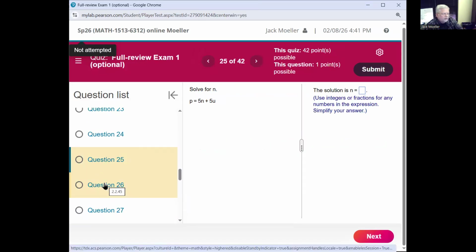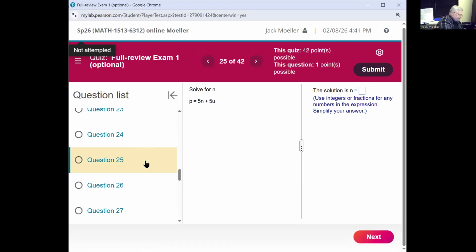Because one of the problems with this first unit, there are so many different types of problems. I could probably make this a 40 question test if I covered everything, but that's just too long, right? So we're kind of hitting the highlights on some of these. So let's do this one. We get P equals 5n plus 5u. We're going to solve for n.